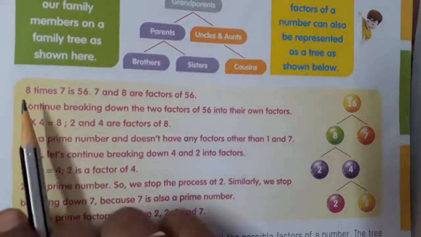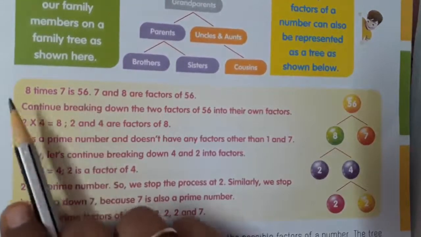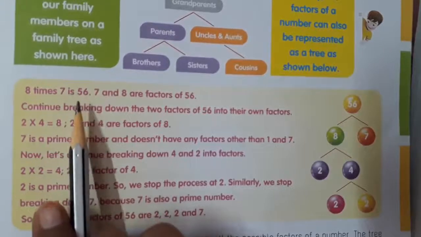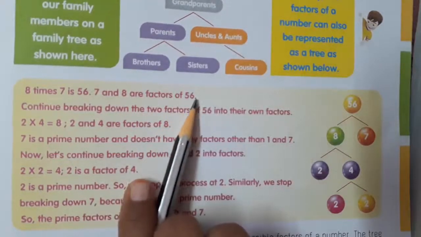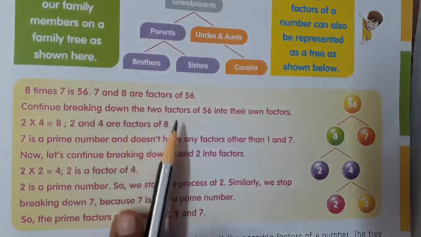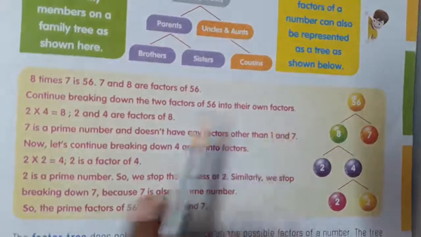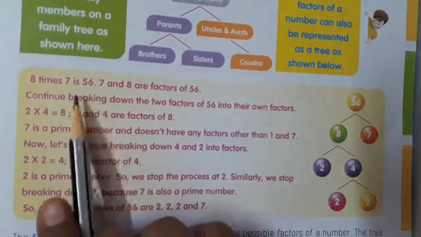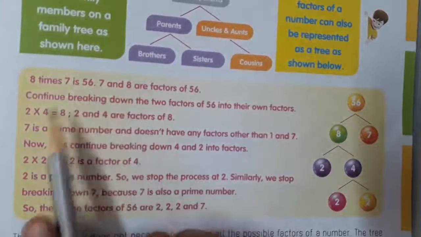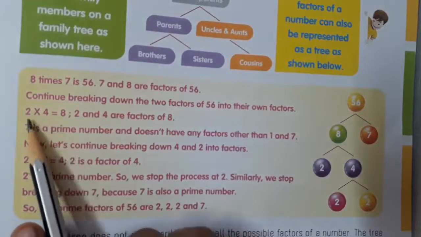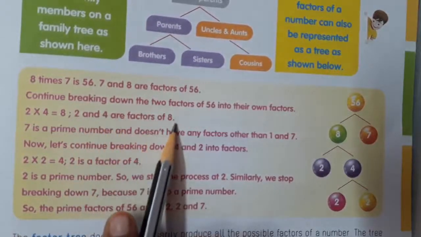Factor tree. See here, 8 times 7 is 56. 8 sevens are 56. So, 7 and 8 are factors of 56. Continue breaking down the two factors of 56 into their own factors. First, 56 is divided into 7 and 8. Now 8 is divided into 2 and 4. 2 fours are 8. So 2 and 4 are factors of 8.